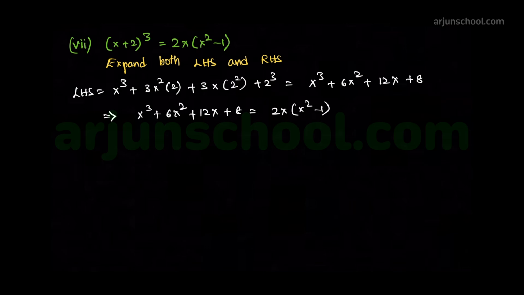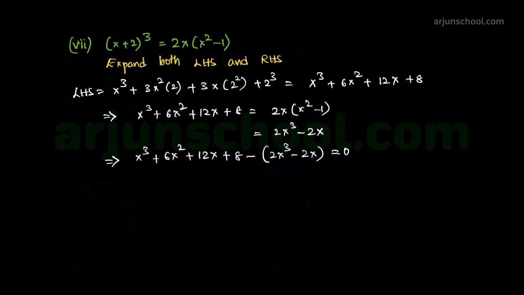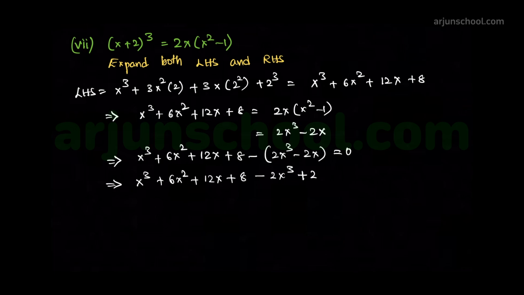Let us expand the RHS term. 2x into x square is 2x cube. 2x into minus 1 is minus 2x. Now let us bring the terms on the RHS to the LHS. X cube plus 6x square plus 12x plus 8 minus (2x cube minus 2x) is equal to 0. Now let us expand the parenthesis that has a negative sign before it. X cube plus 6x square plus 12x plus 8 minus of 2x cube is minus 2x cube, minus of minus 2x is plus 2x is equal to 0.